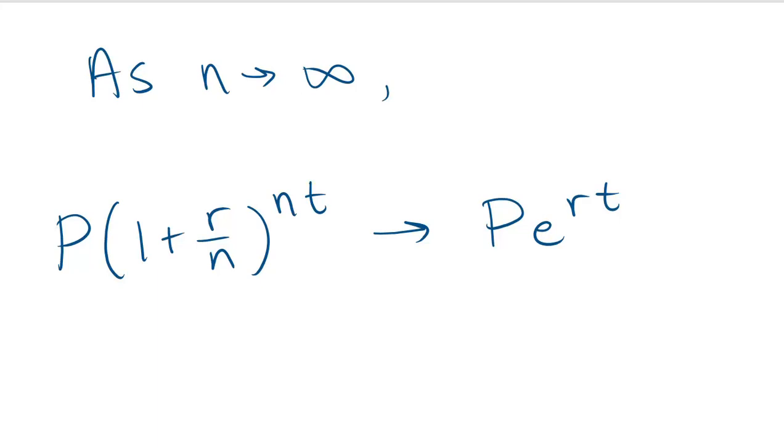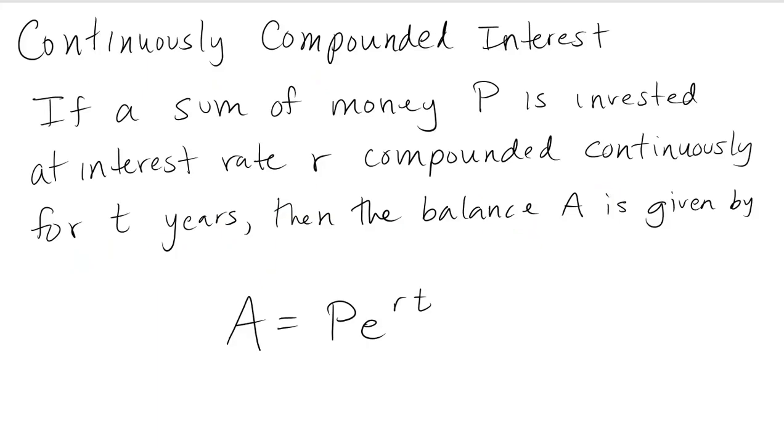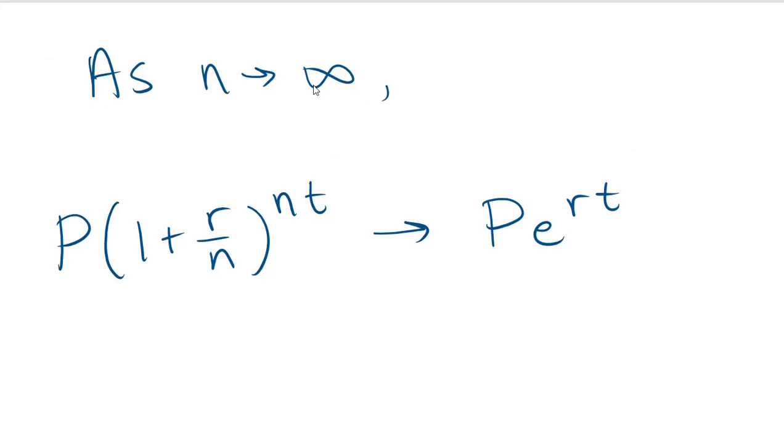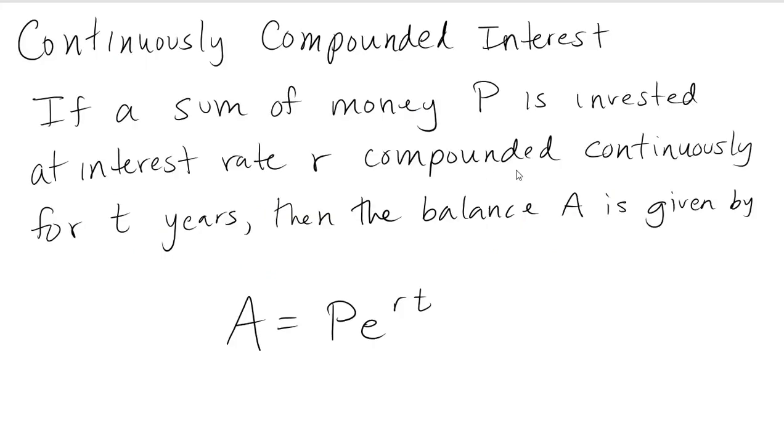Now we've generalized this for any sum of money at any interest rate for any time period. Let's write this up a little more formally. If a sum of money P is invested at an interest rate R compounded continuously for T years, then the balance A is given by A equals Pe to the RT. The way that we describe in words that we're letting the number of compounding periods go to infinity is we say that the interest is compounded continuously or instantaneously. So there aren't a finite number of compounding periods. The interest is being compounded continuously. Well, this formula says that if you compound the interest continuously, then the amount of money you'll have is given by this exponential expression, Pe to the RT.